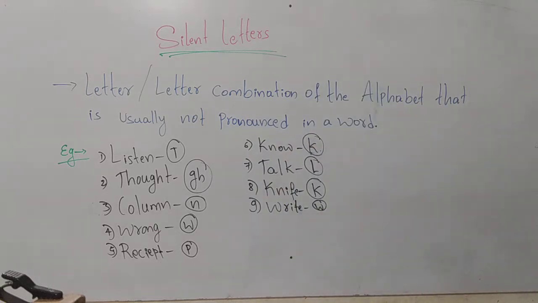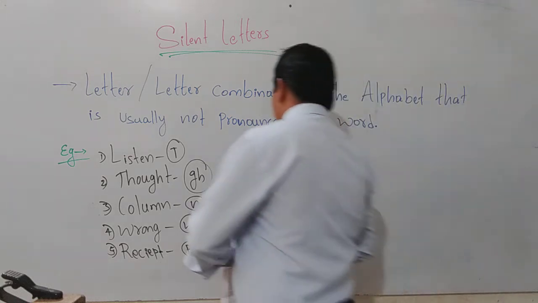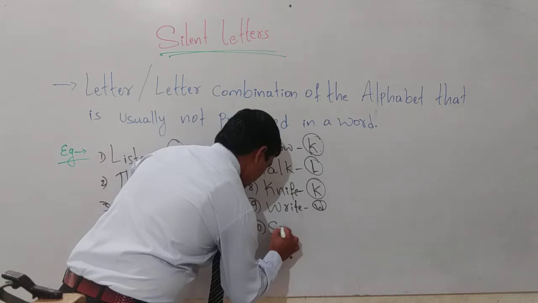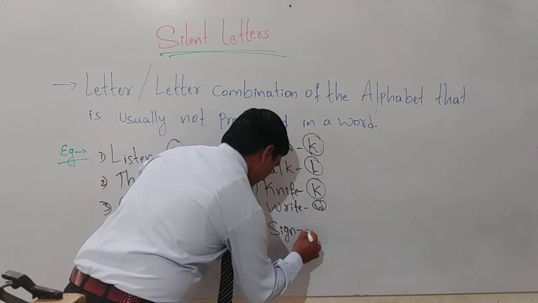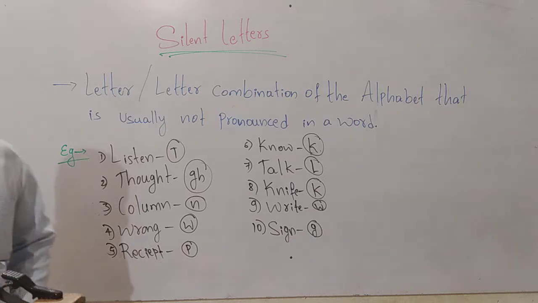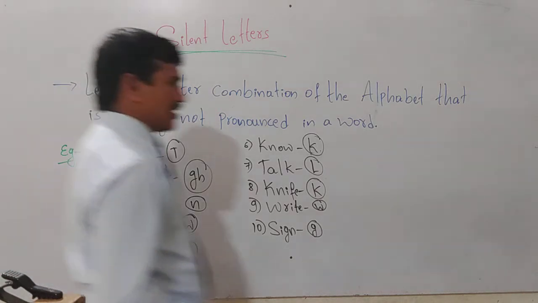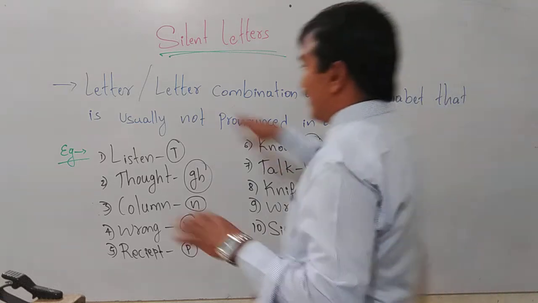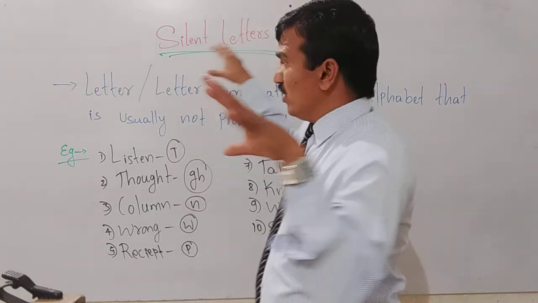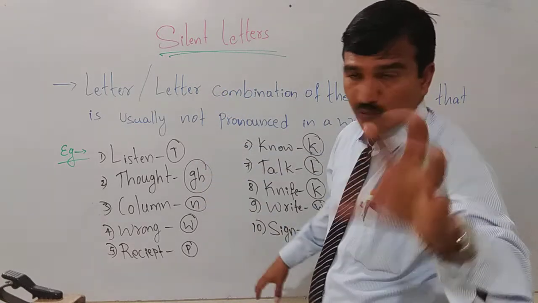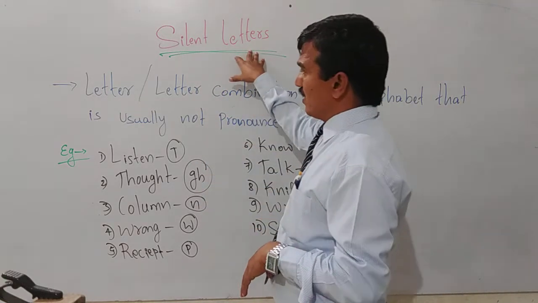And then sign. G is silent. See students, these are the silent letters, for example. The English language has many more silent letter words. So, what is the definition?